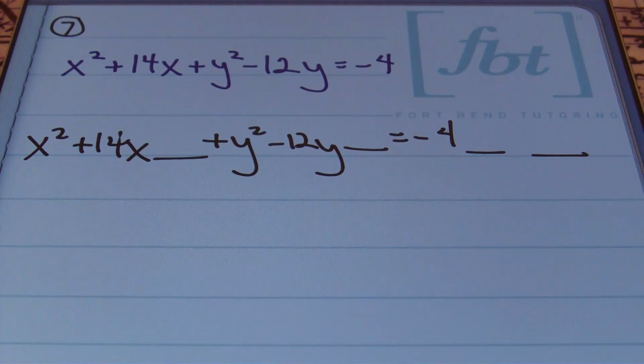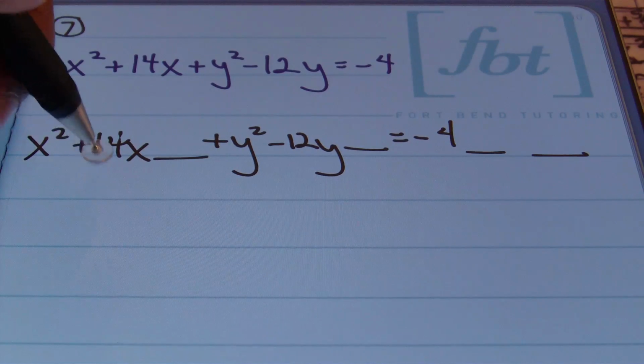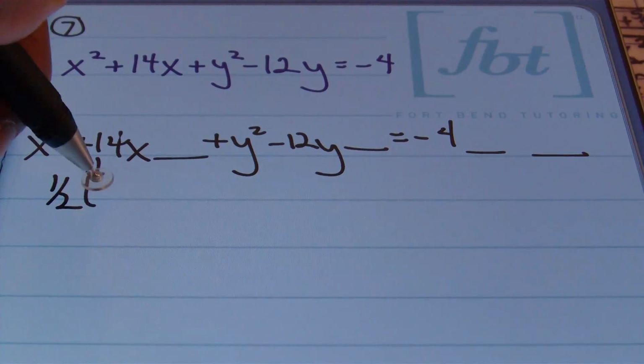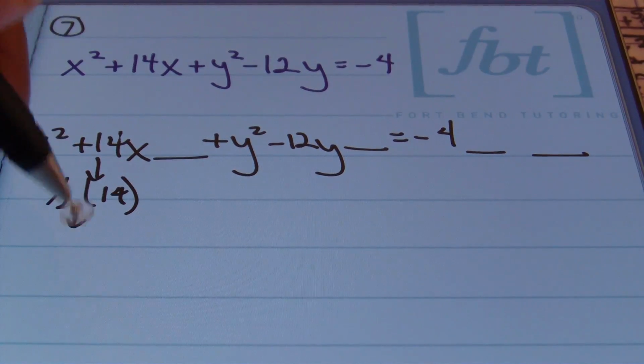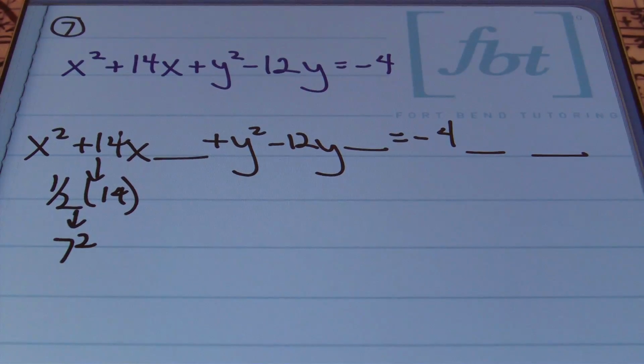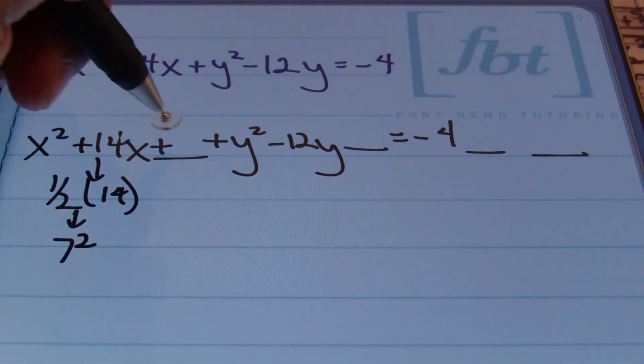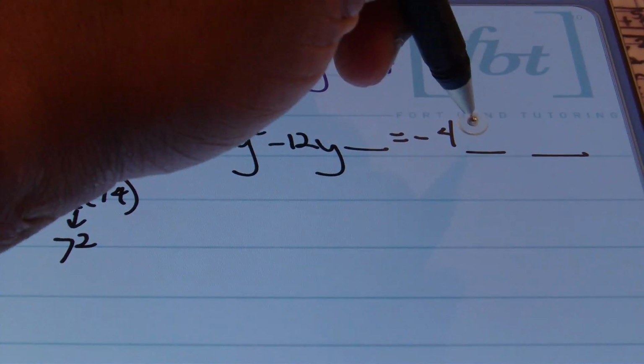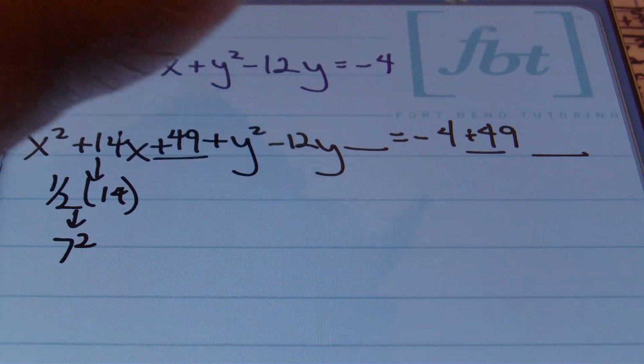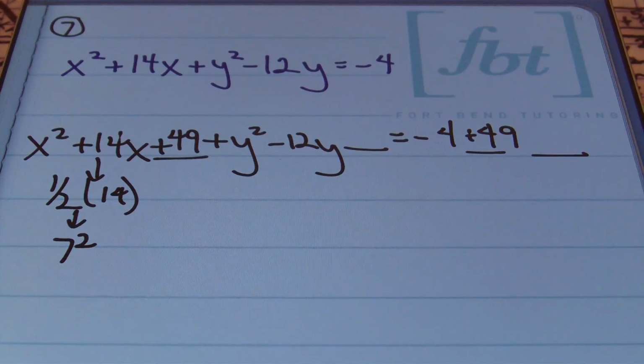Now, completing the square involves us taking half of the x's middle term's coefficient, right? So in other words, I need to take half of 14. What's half of 14? You know the answer. So you'll end up squaring 7. And what is that value? It's 49. You see? I don't even know why you're still watching, because you obviously know this already.